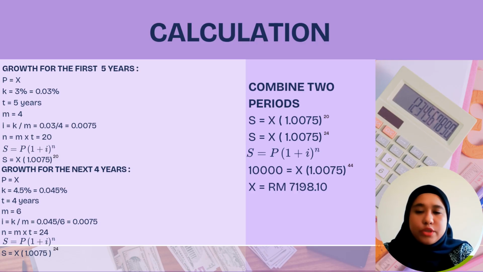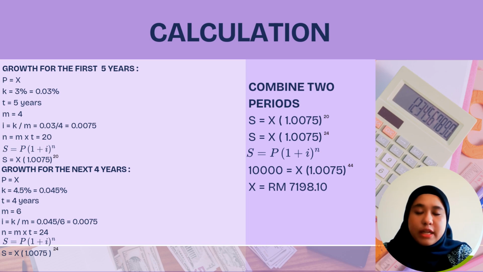Growth for the next 4 years. P equals X. K equals 4.5%. T equals 4 years. M equals 6. i equals K over M equals 0.045 over 6 equals 0.0075, and n equals 24.